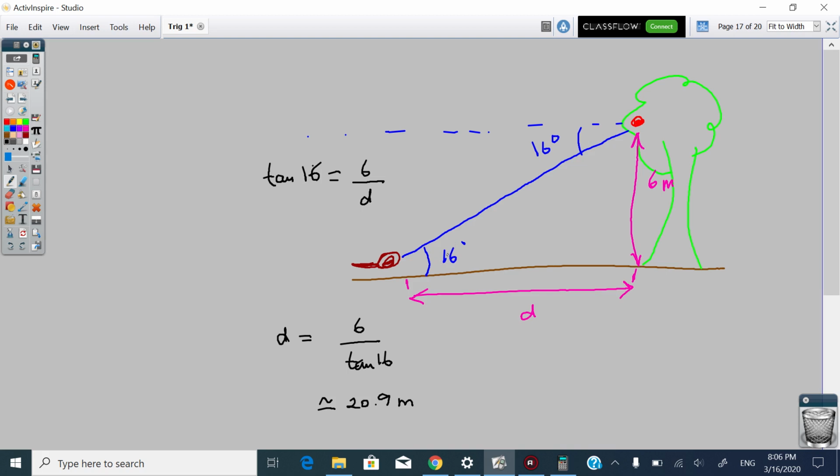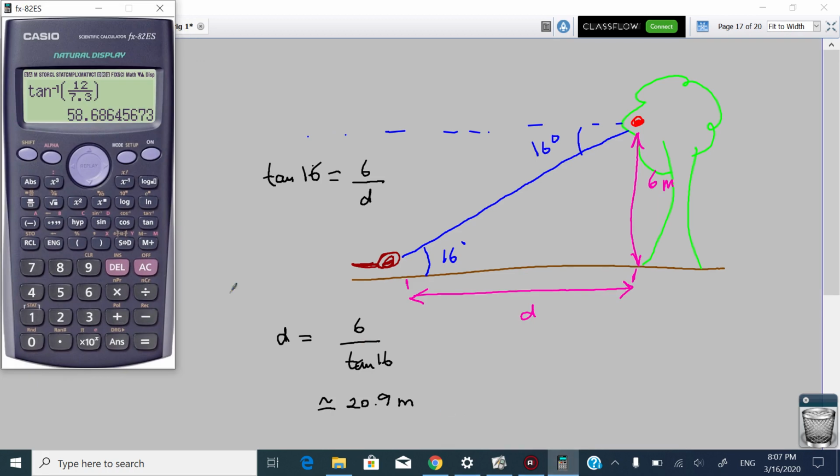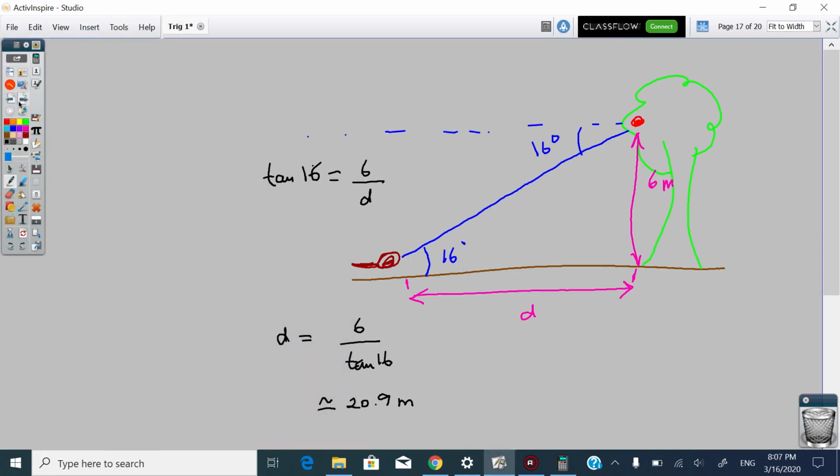As far as this angle is concerned, 6 is the opposite, d is the adjacent, so tan 16 is the opposite over adjacent. So d equals 6 over tan 16, and if you work it out, let's do that together. 6 divided by tan of 16, and that's 20.9. Now, based on previous experience, the bird will decide whether to stay on the branch or fly away.